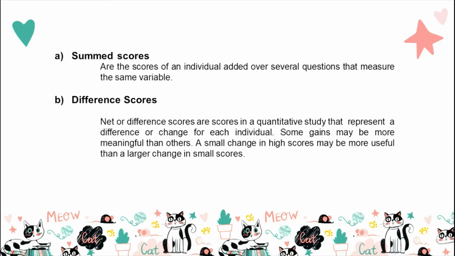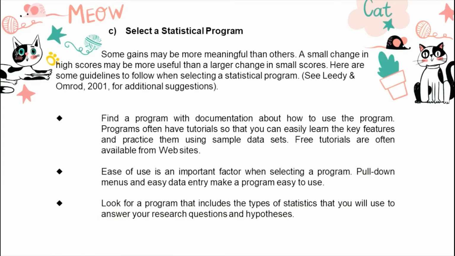Sum scores are the scores of an individual added over several questions that measure the same variable. Difference scores. Net or difference scores are scores in a quantitative study that represent a difference or change for each individual. Some gains may be more meaningful than others. A small change in high scores may be more useful than a large change in small scores.